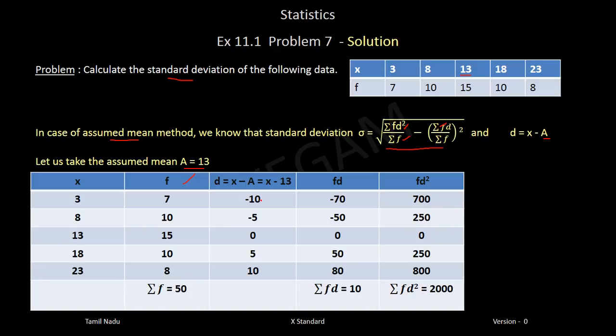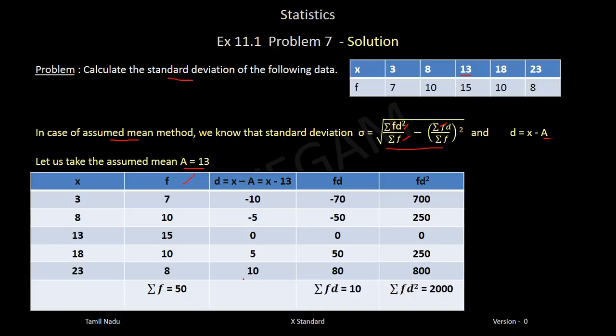Then calculate d. What is d? d is x minus a, or in this case x minus 13, because a is 13. So fill this column as 3 minus 13, that is minus 10. 8 minus 13, minus 5. 13 minus 13, 0. 18 minus 13, 5. 23 minus 13, 10.